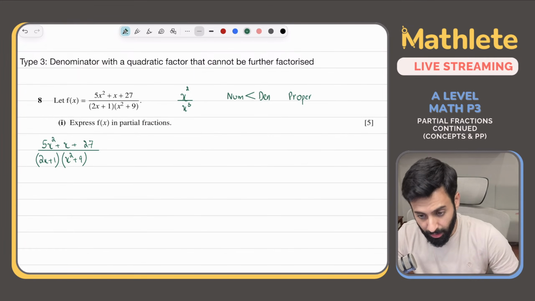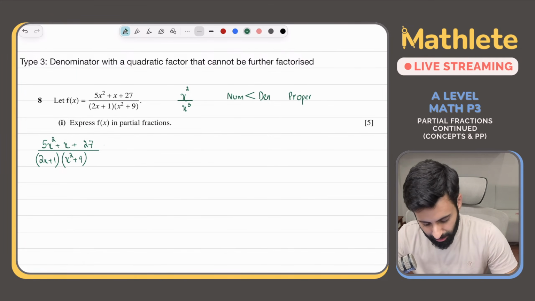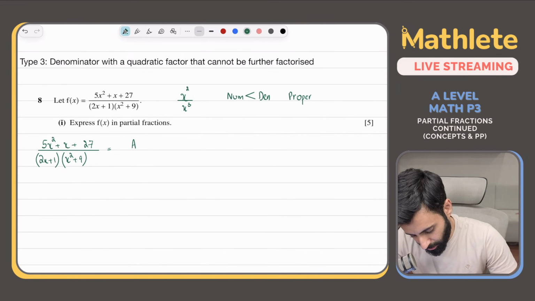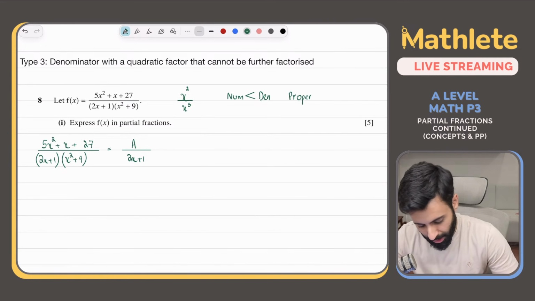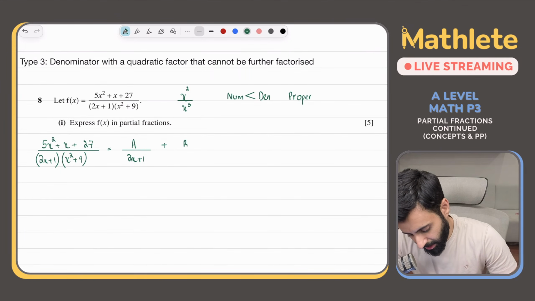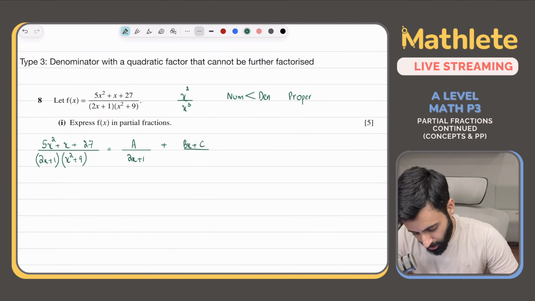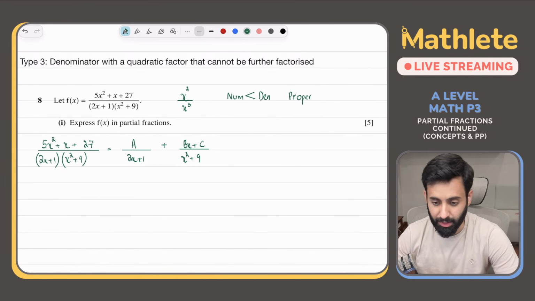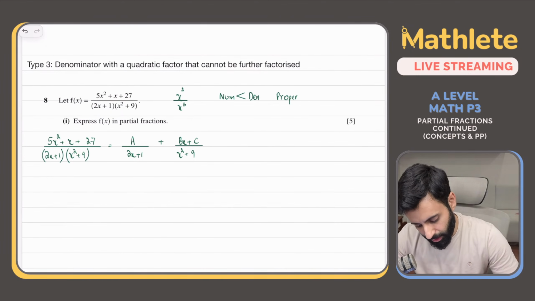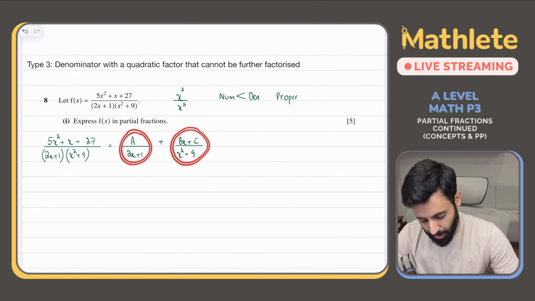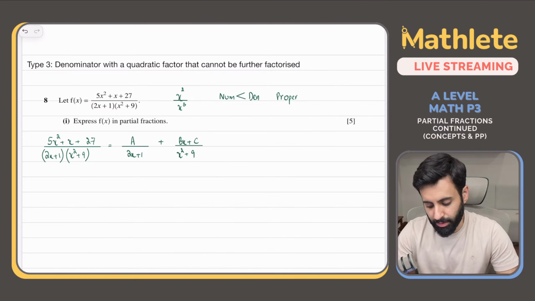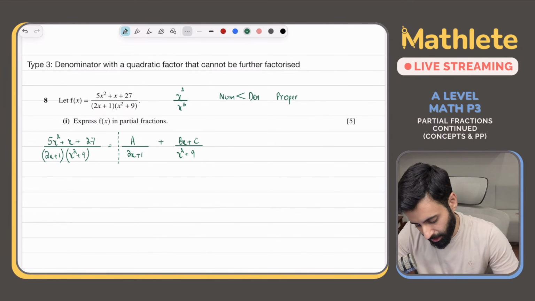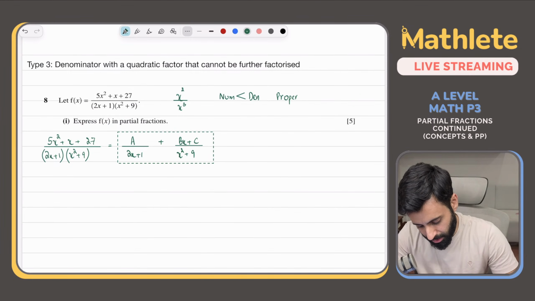Okay, now, how do we break this down? This is how we break it down. So A over the linear factor, which means 2x plus 1, plus Bx plus C over the other factor, the quadratic factor, which cannot be further factorized. Okay, so I repeat, A upon the linear factor plus Bx plus C upon the quadratic factor, which cannot be further factorized. Okay, this is something that you must memorize.